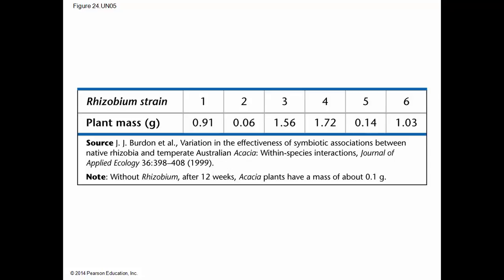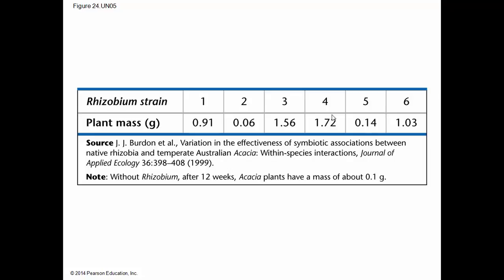Okay, here is the nitrogen-fixing bacteria Rhizobium. They have tested 6 different strains, and they tried to determine which strain was more effective in its symbiotic relationship with Australian acacia. You can see that strain number 4 had the greatest plant mass yield, and it suggests that strain number 4 is the best strain to grow that acacia.